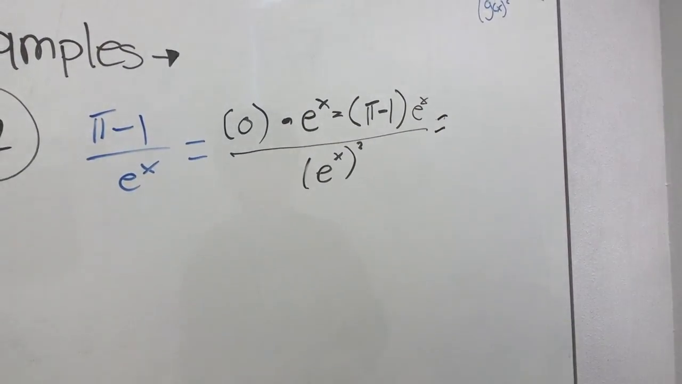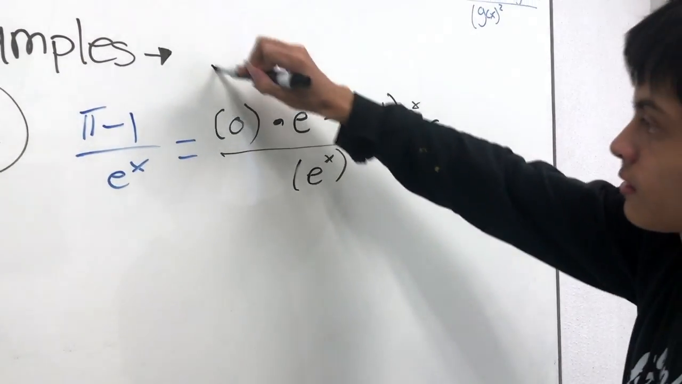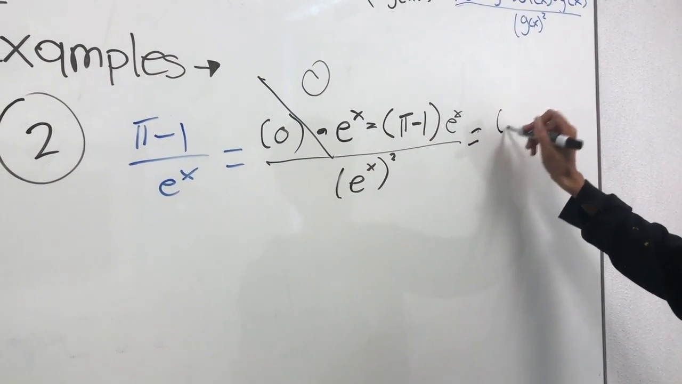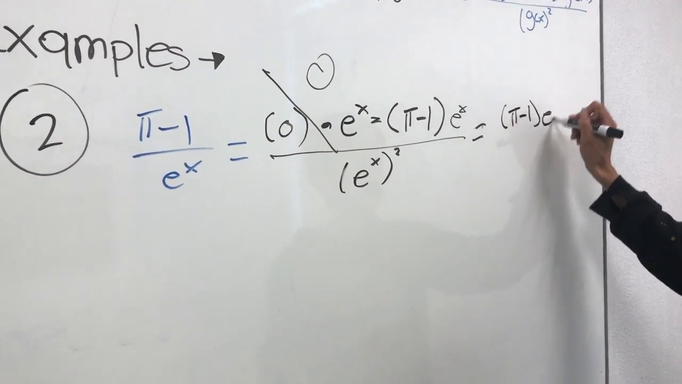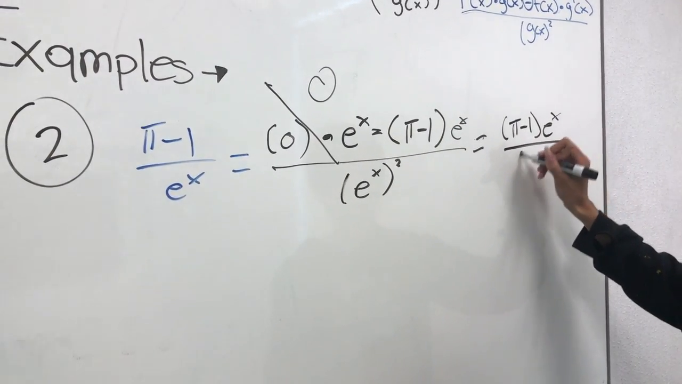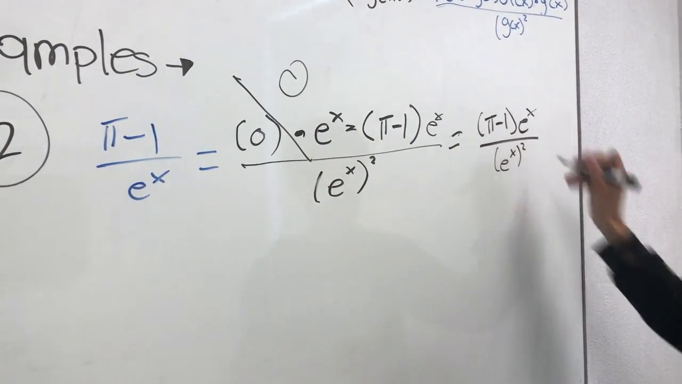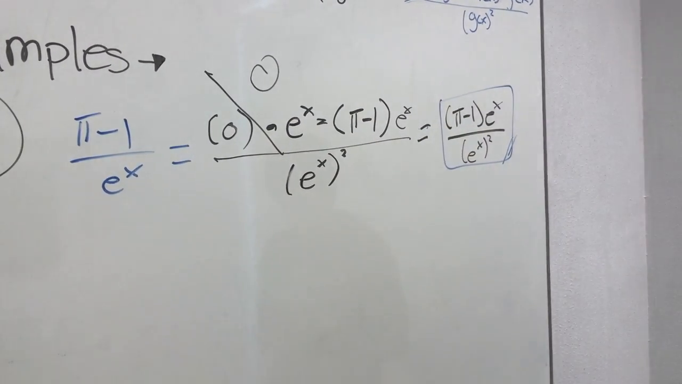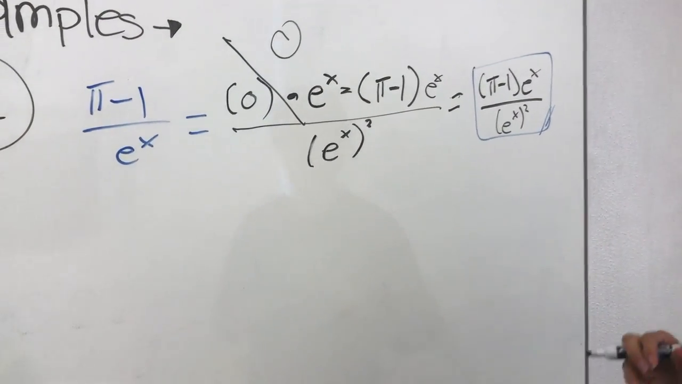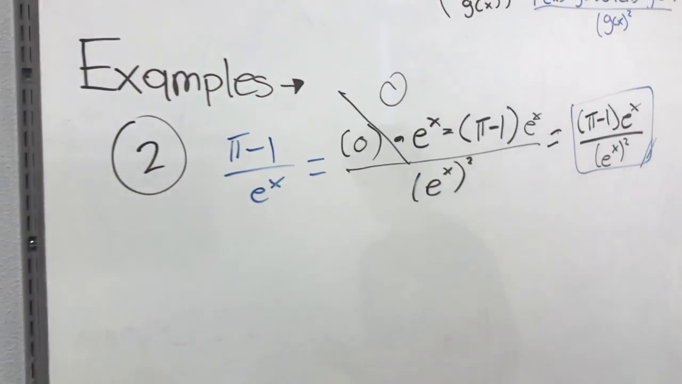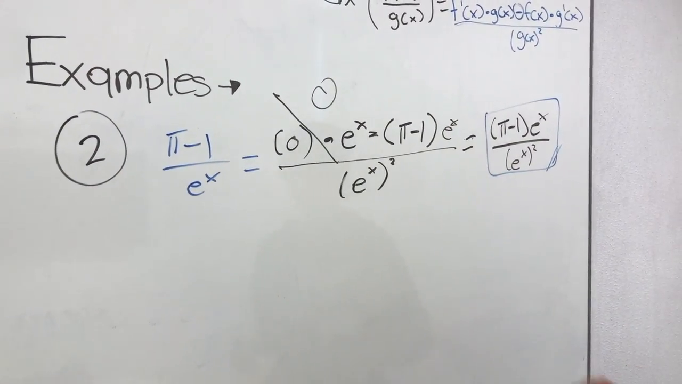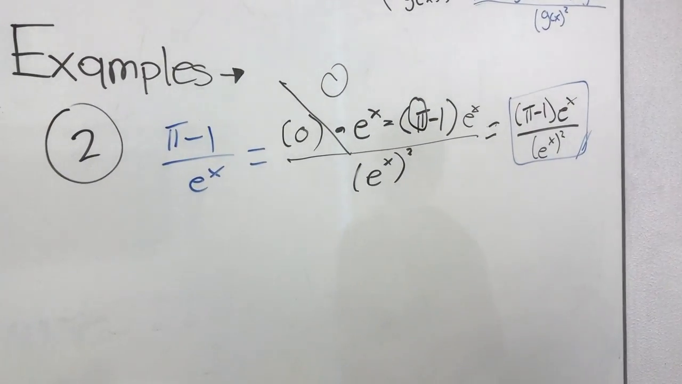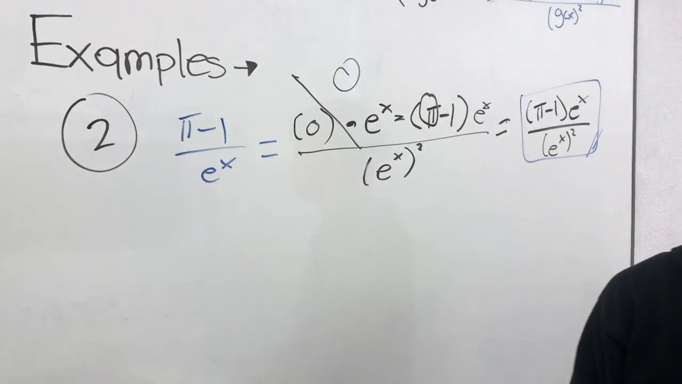Now, when we simplify, the first term cancels out as 0, and we can express it as minus pi minus 1 times e to the x over e to the x squared. And this would be our final result. We have to remember that e to the x has the same derivative as the non-derivative because of this case, and that pi is a constant, a number, so its derivative is going to be 0.